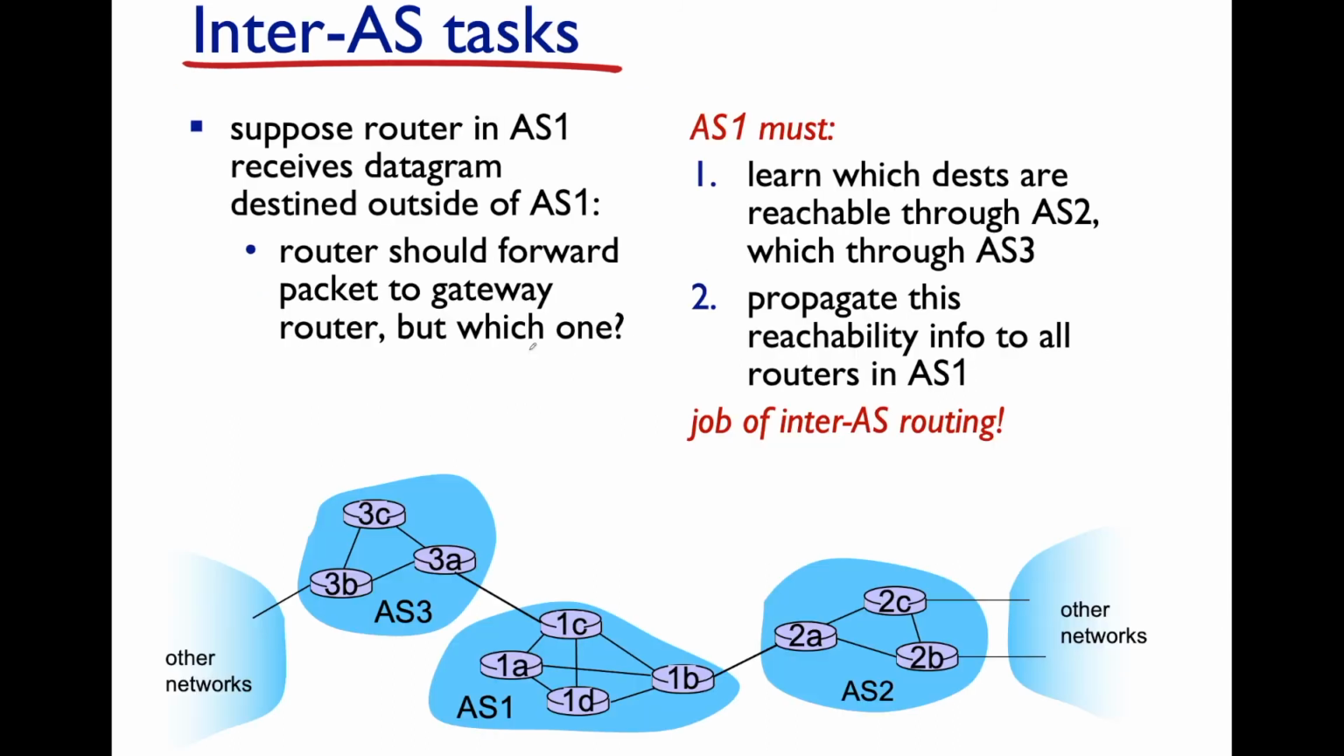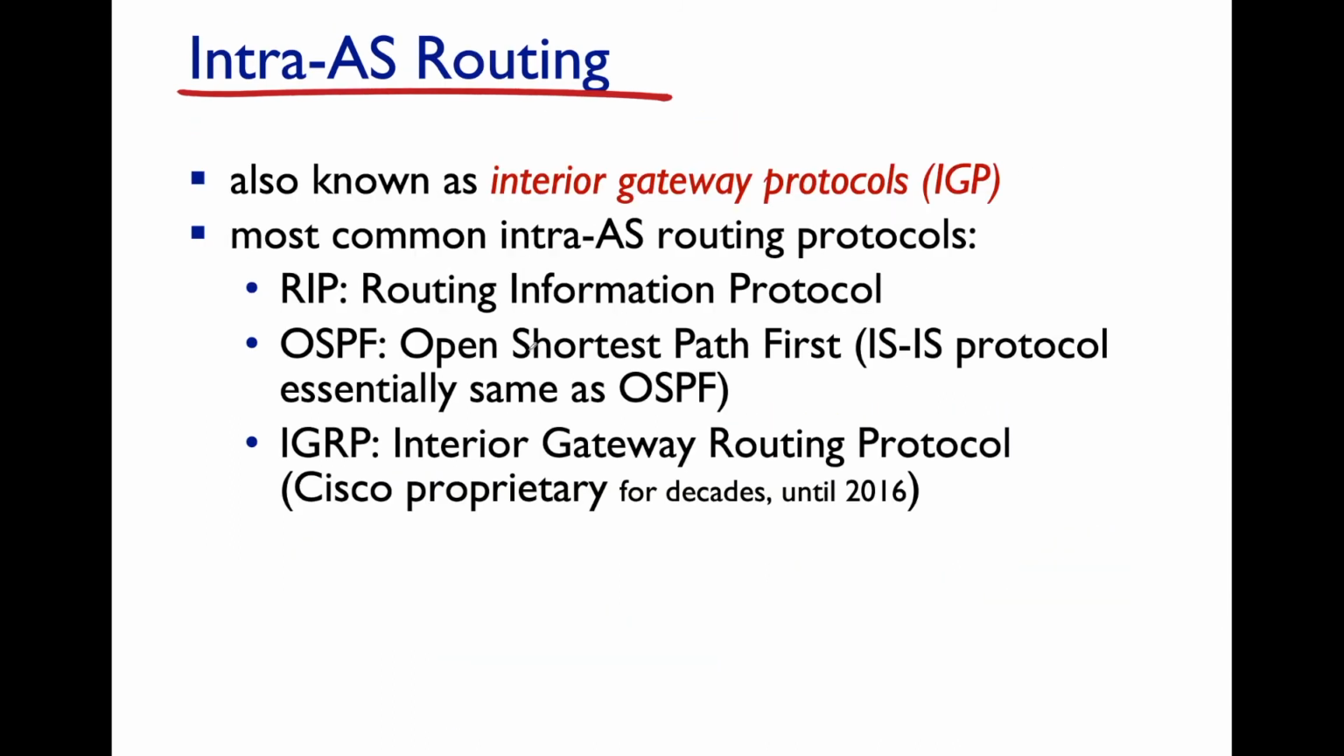Intra-AS routing is known as an Interior Gateway Protocol, or IGP. It's the routing algorithm that establishes paths for routers within the autonomous system. So we have interior gateways and we have border gateways. The border gateways are those at the border that connect to other autonomous systems, and the interior gateways are those routers that are within an autonomous system. The most common Intra-AS routing protocols are RIP, Routing Information Protocol; OSPF, Open Shortest Path First; and IGRP, Interior Gateway Routing Protocol.